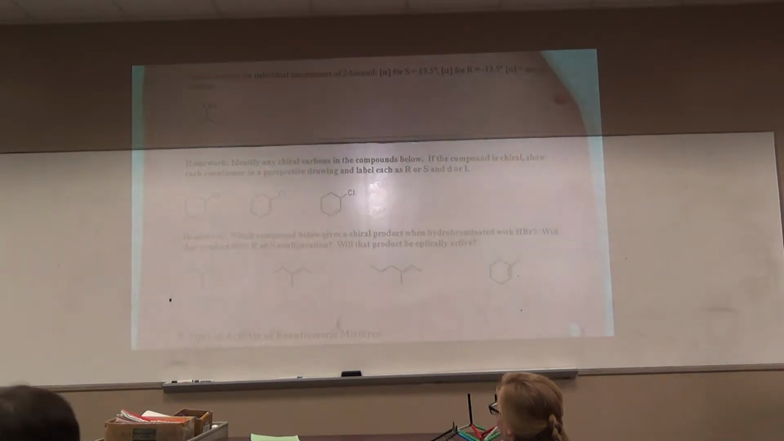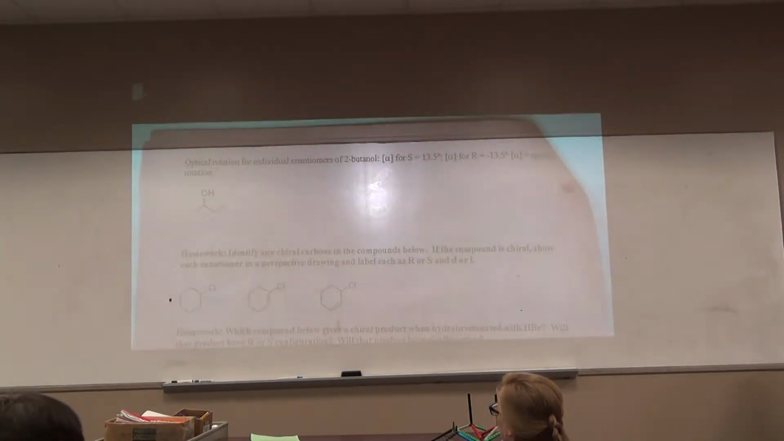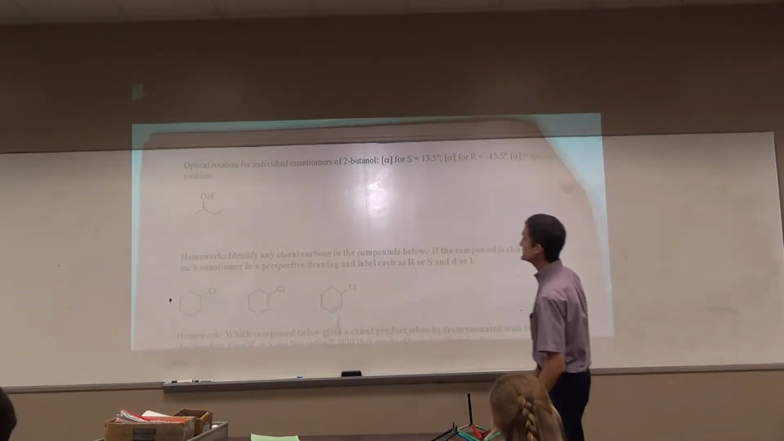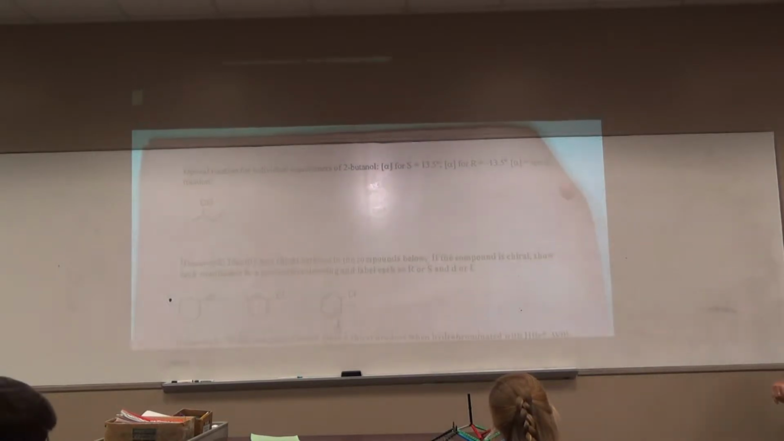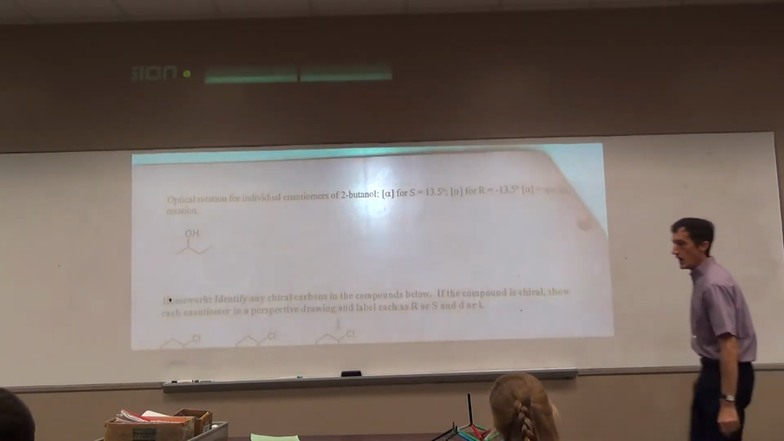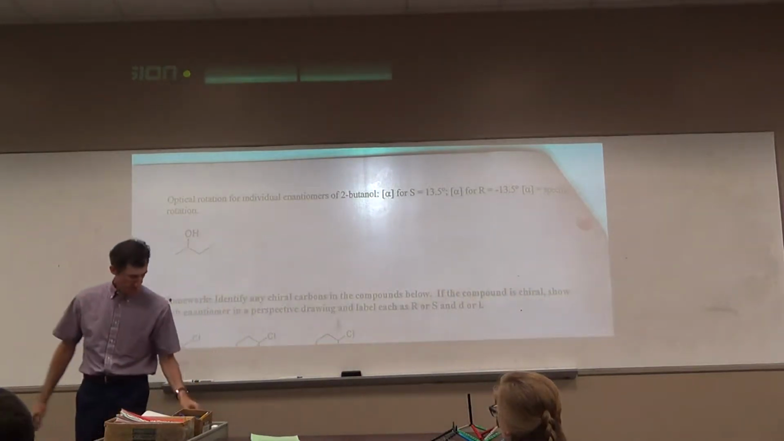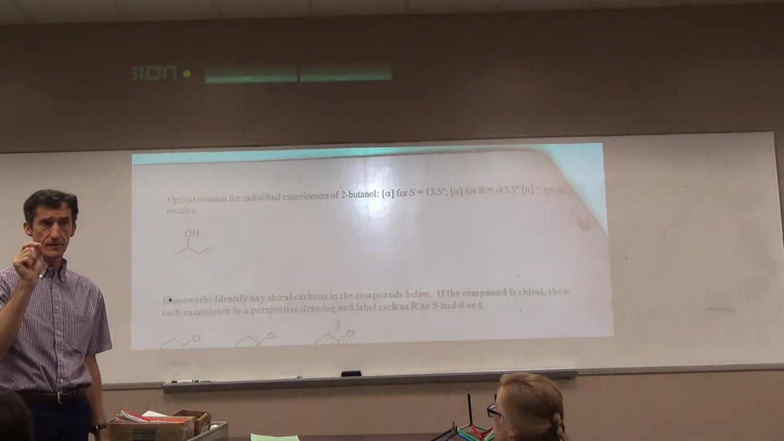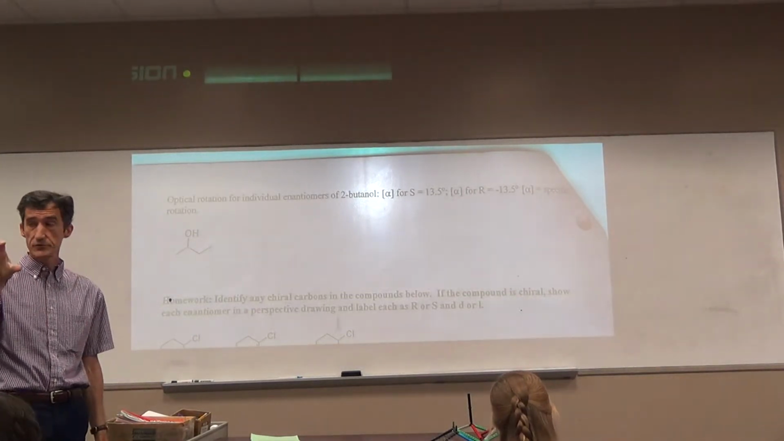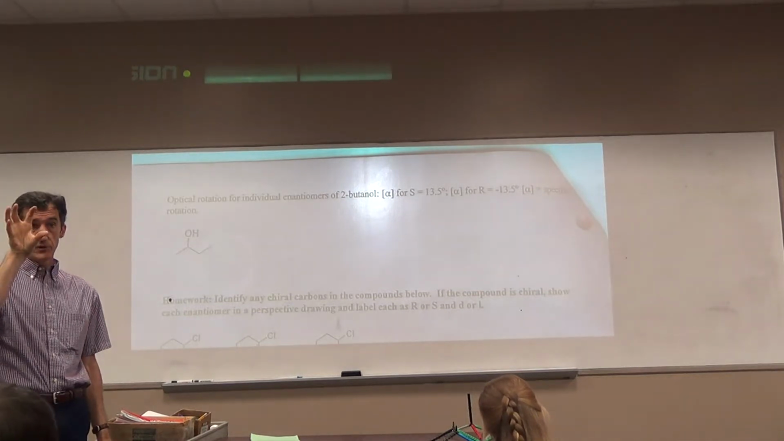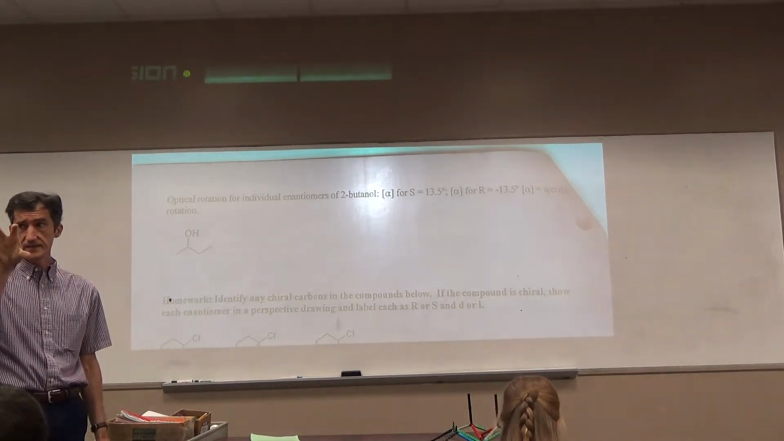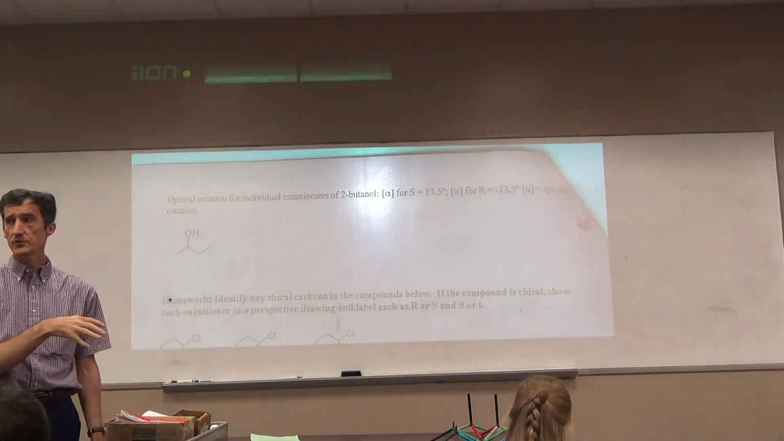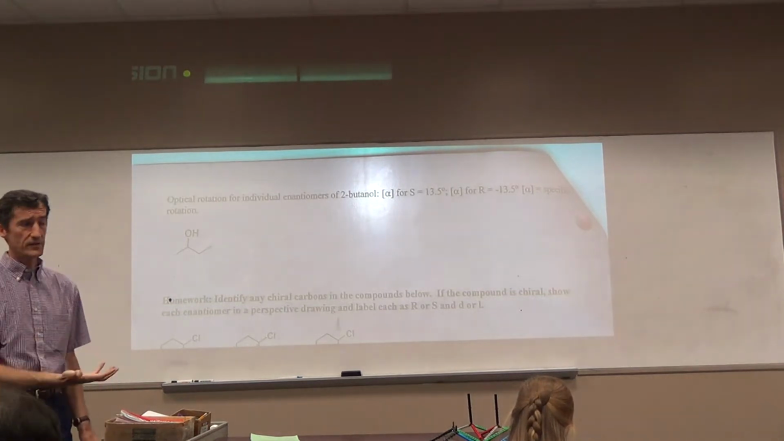Okay, here we go. Optical rotation of individual enantiomers of 2-butanol. Okay, do we see a chiral carbon? What's a chiral carbon? What does it do? A chiral carbon is a site of asymmetry. Asymmetry meaning no symmetry. But if you have one place of no symmetry, it's going to ruin the symmetry for the whole molecule, and thus the whole molecule does not have any symmetry.